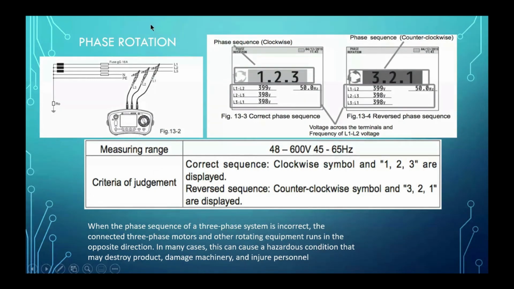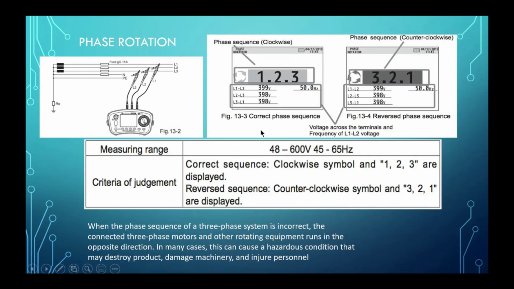There is another function here, phase rotation. What is the use of phase rotation? When the phase sequence of the three-phase system is incorrect, the connected three-phase motor and other rotating equipment runs in the opposite direction.